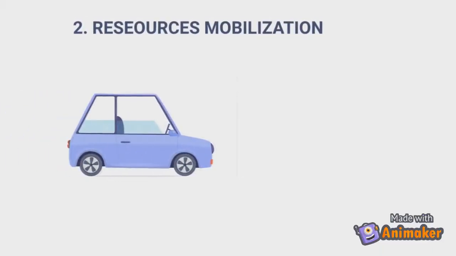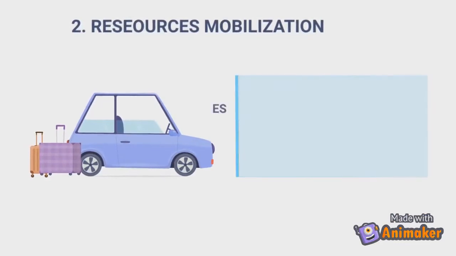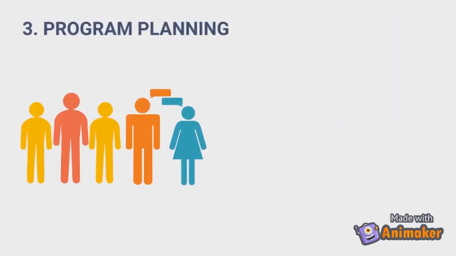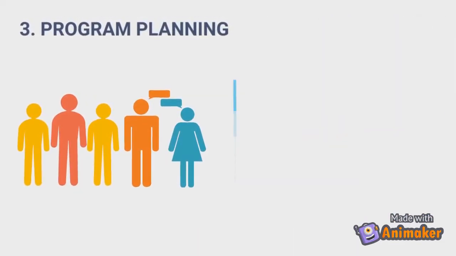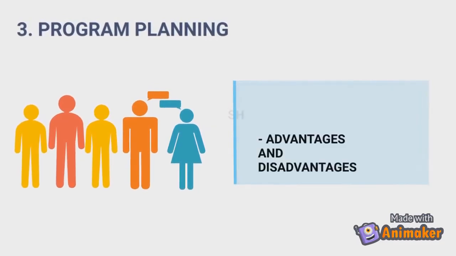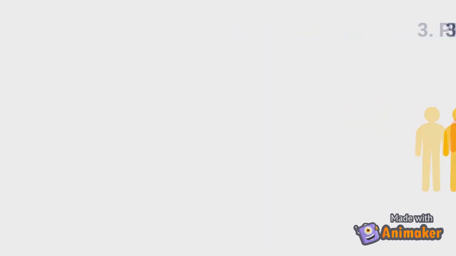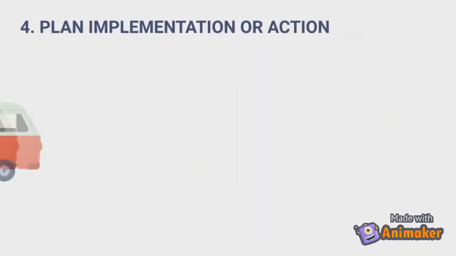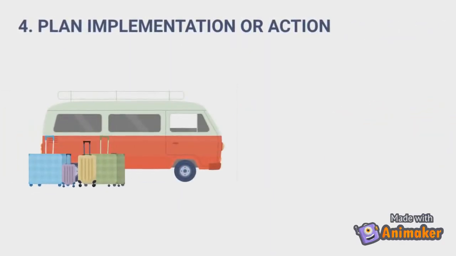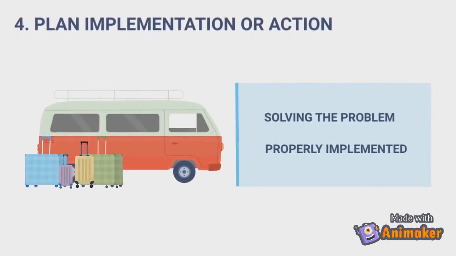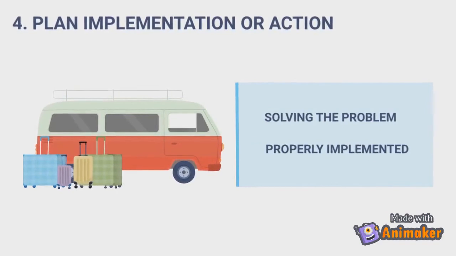The next step is resources mobilization. In this step, you check the available resources and check what is needed. This is then followed by program planning, wherein in this phase, you check everything from start to finish and incorporate the advantages and disadvantages. The fourth phase now is plan implementation or action, and in this phase, it is all about solving the problem and properly implementing the solution.